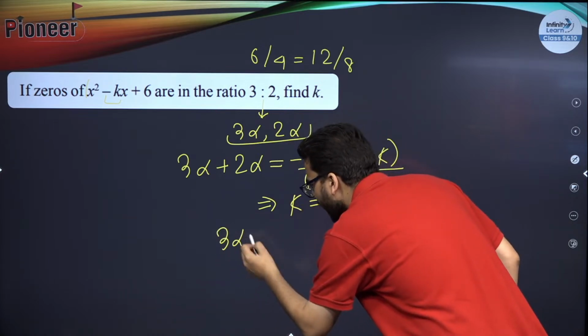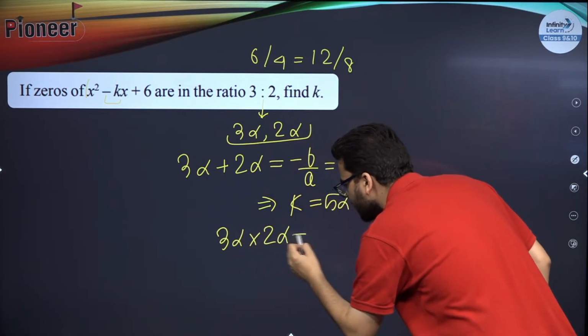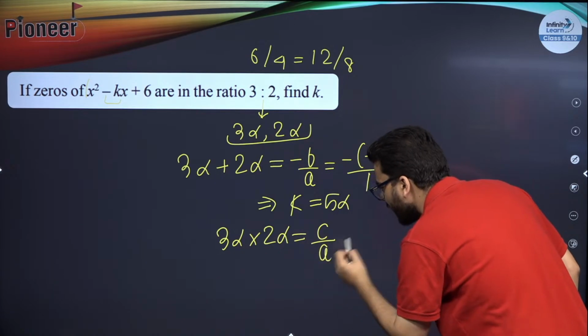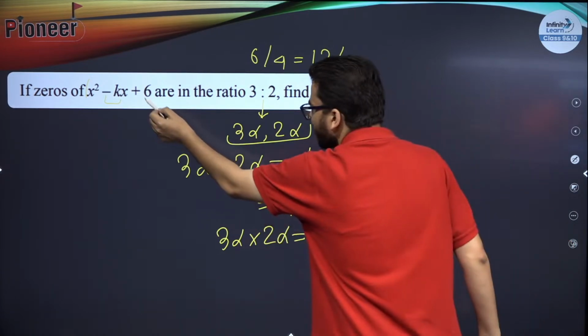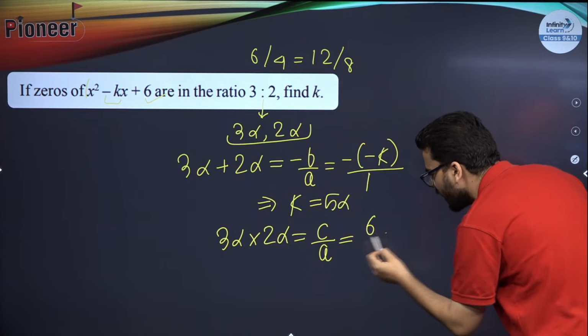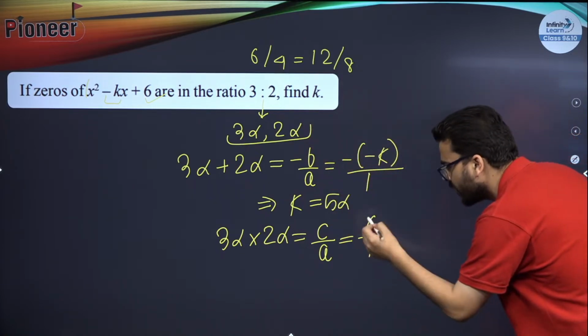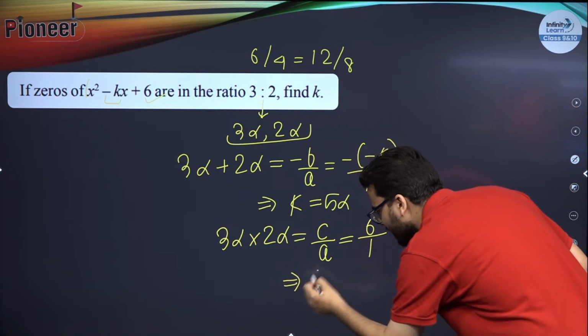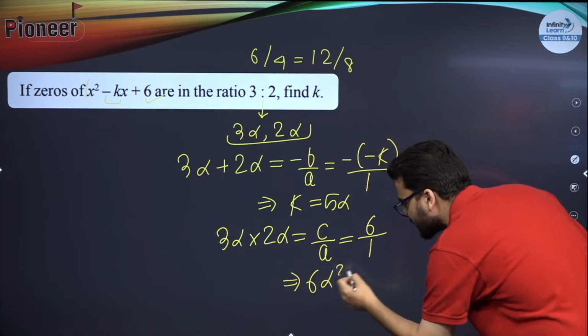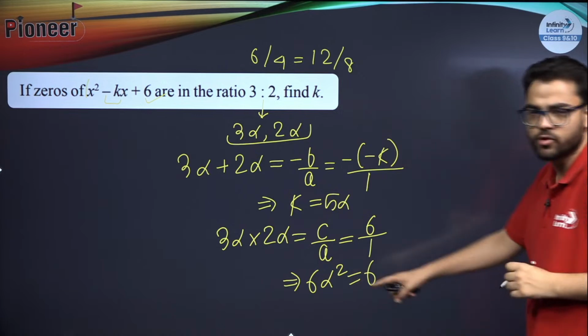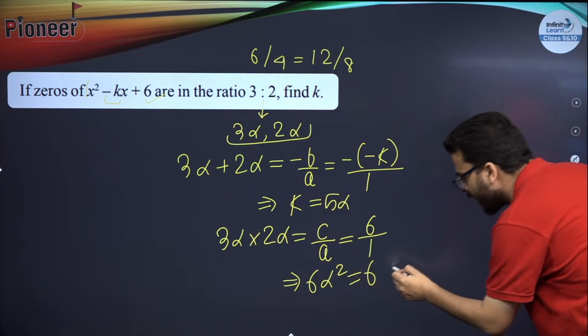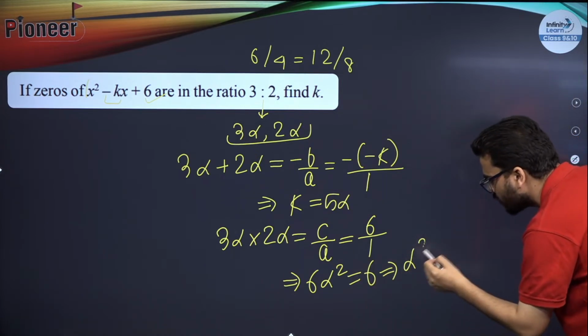So 3 alpha into 2 alpha, the product of zeros will be c by a over here, right? And what is c? c is the constant term, that is 6 over here. And what is a? a is the coefficient of x square, that is 1 over here. So from here we can say that 6 alpha square is equal to 6, right? So from here you will get alpha square is equal to 1.